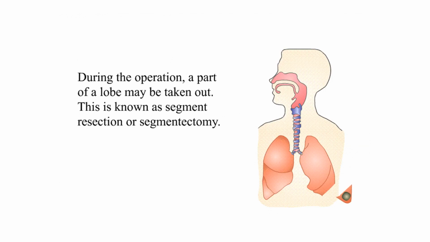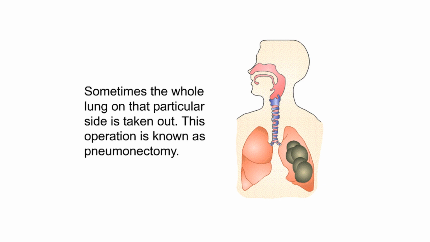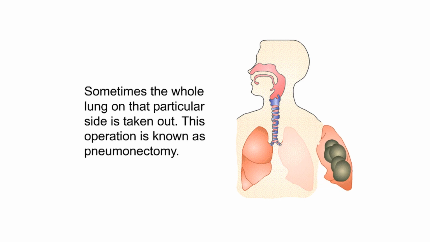During the operation, a part of the lobe may be taken out. This is known as segment resection or segmentectomy. Sometimes a whole lobe may be taken out. This is known as lobectomy. Sometimes the whole lung on that particular side is taken out. This operation is known as pneumonectomy.